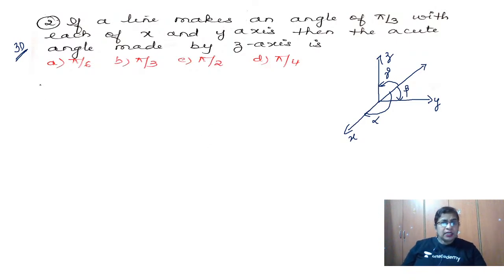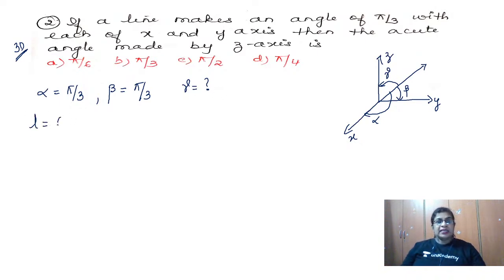So what is given here now? Let me first write what is given. It makes an angle of pi by 3 with the x-axis. So alpha is given to me as pi by 3. Next, beta is also given to me, the same, pi by 3. I have to find gamma, the acute angle with the z-axis. If I know alpha, beta, gamma, that means I know the direction cosines. So who is L then? L is nothing but cos alpha, M is nothing but cos beta, and N is nothing but cos gamma.